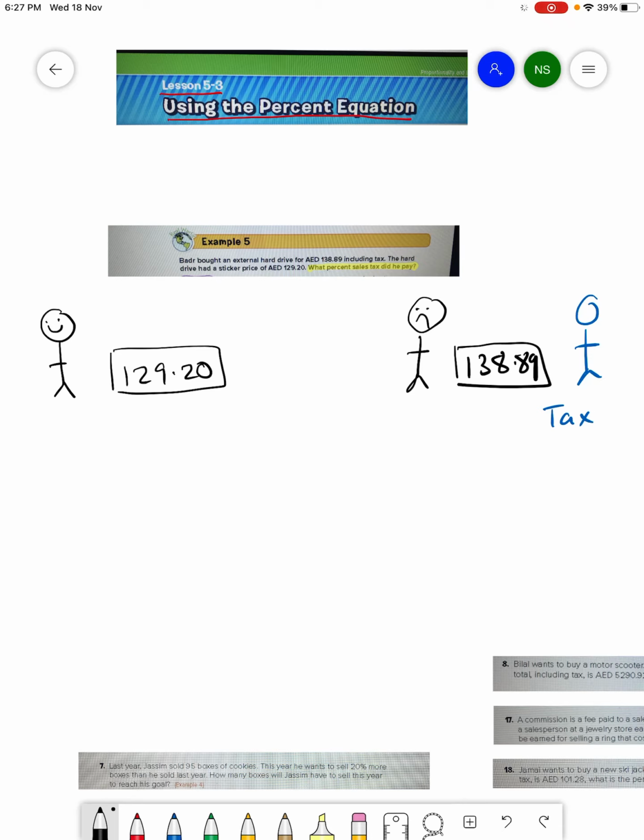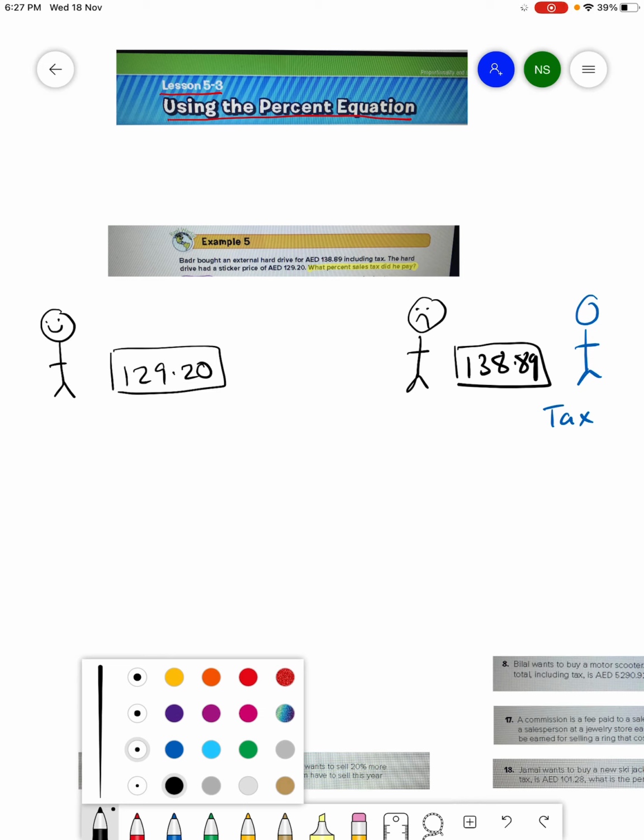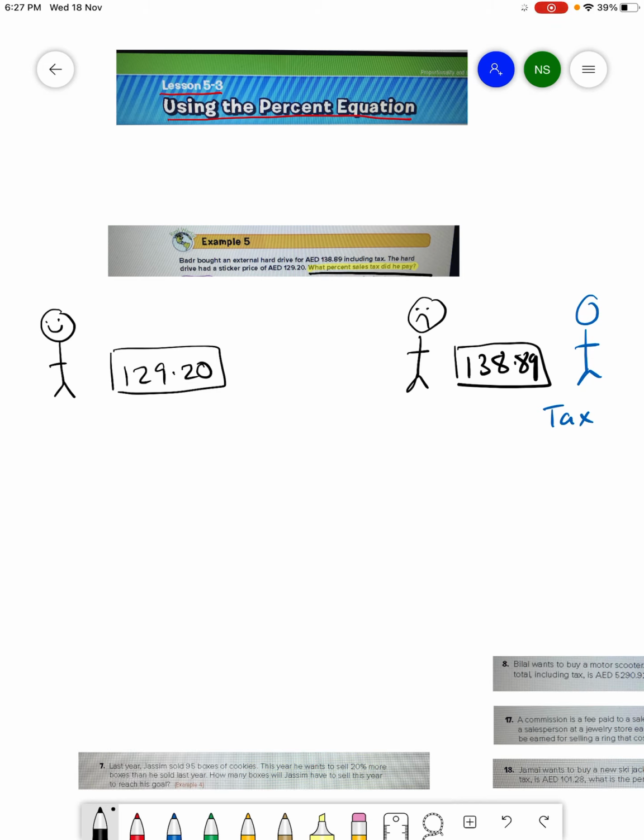So, step 1. The question says, what percentage sales tax did he pay? We're looking for a percent, not the amount of extra that he paid, the percent. But for the first step, we have to find what was the extra amount he paid. So, this was the final price, and this was the original price. Sometimes the final is bigger than the original. Sometimes the original is bigger than the final.